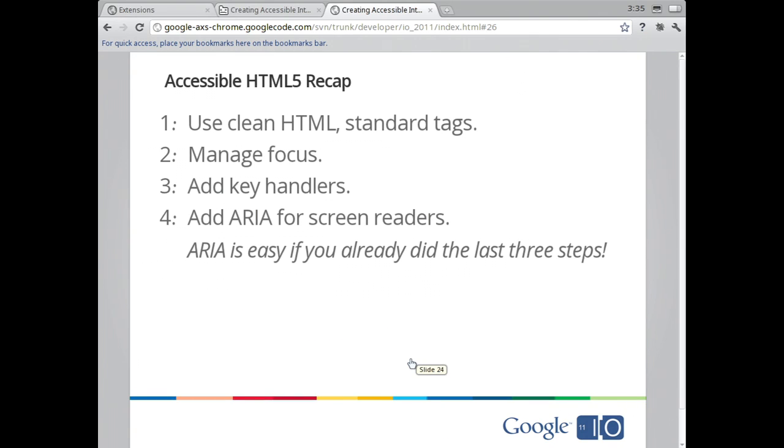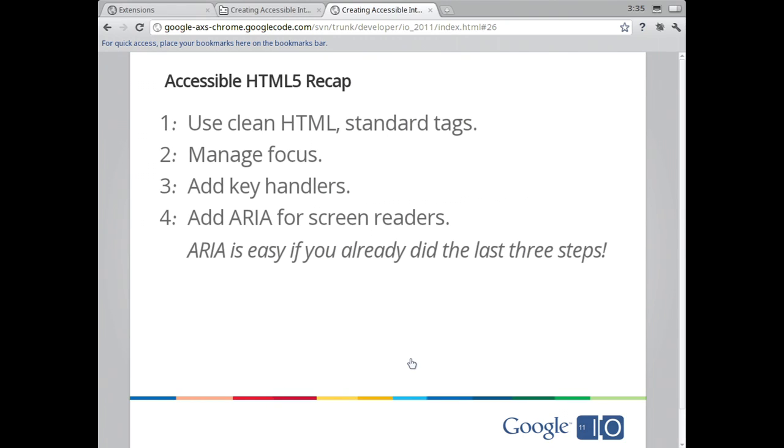So now that you've seen all of our different examples and seen how we're using the advice that we're giving today, I just wanted to do a quick recap of what we've said. Number one, use clean HTML and standard tags. Remember that clean HTML is generally more accessible HTML. And this is important to do first as opposed to later. Number two, manage focus. Make sure that your custom interactive elements, your fancy divs and spans with on-click handlers, have tab index on them, and that they can receive keyboard focus.